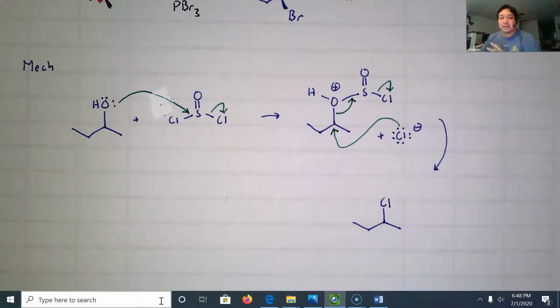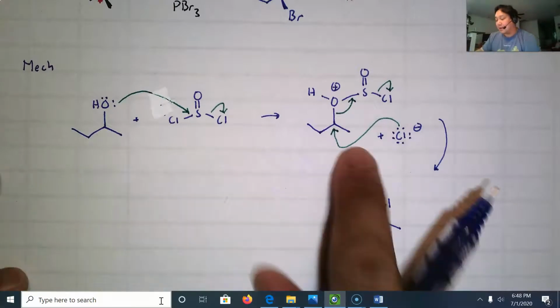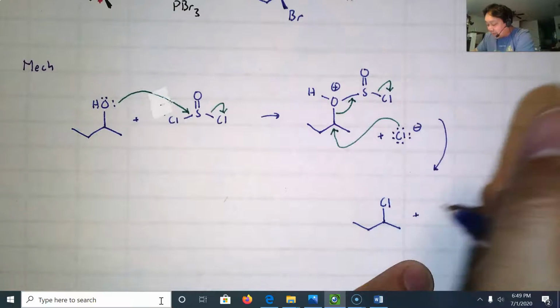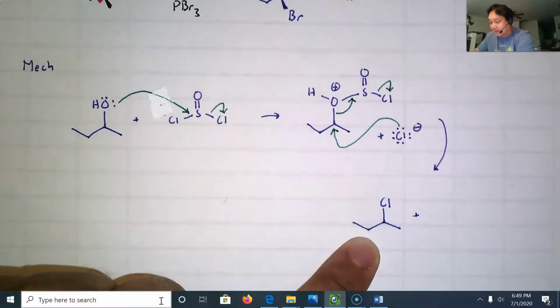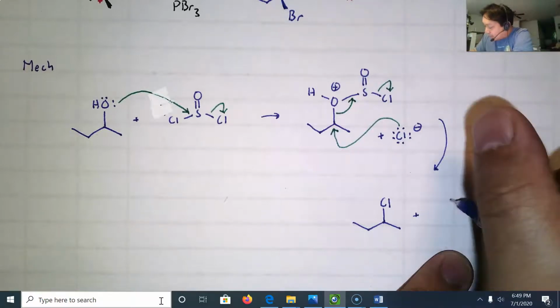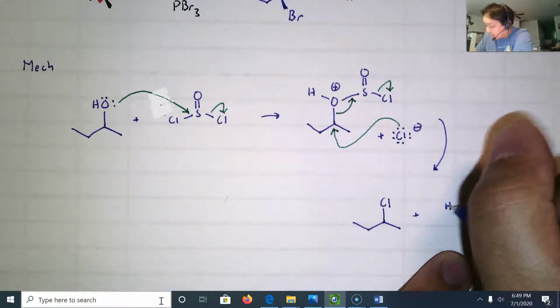But all the pathways are going to be SN2. Okay, nucleophile attacks, leaving group leaves. But there's my product, right? So I'm done there. What about my other products though? This is where it gets a little bit interesting.